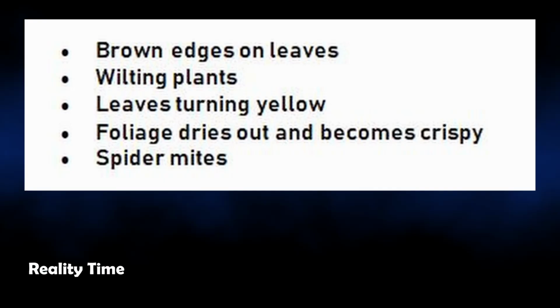What are the signs on your plants that tell you that it's too dry? Well, here's a list of those. Brown edges on leaves, wilting plants, leaves turning yellow before they should, foliage that dries up and becomes crispy, a higher incidence of spider mites. If you're seeing those problems on your plants, have a look at your humidity. That may be the problem. So how do gardeners increase the humidity around their plants? Well, they've come up with a number of solutions. Unfortunately, most of them don't work.